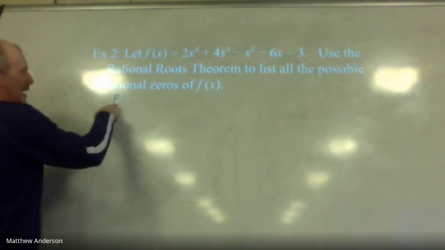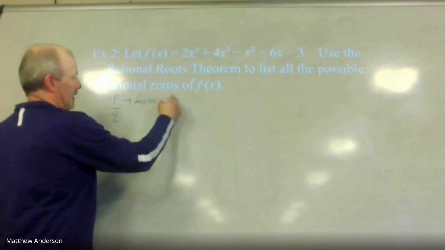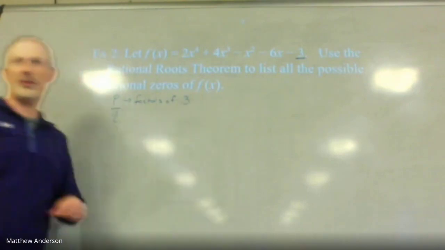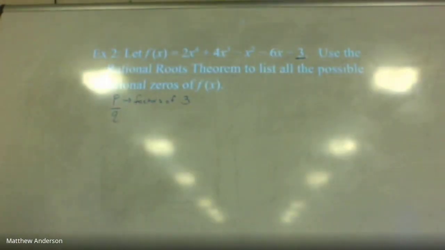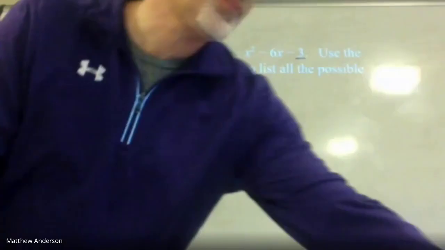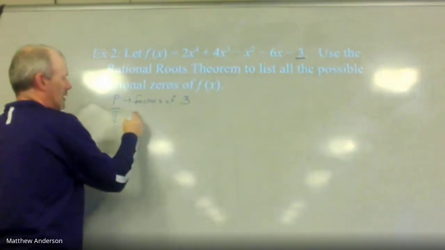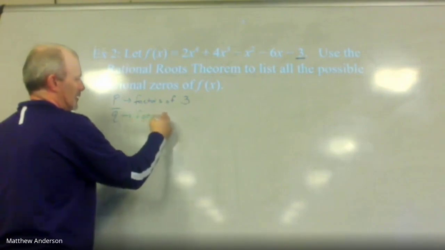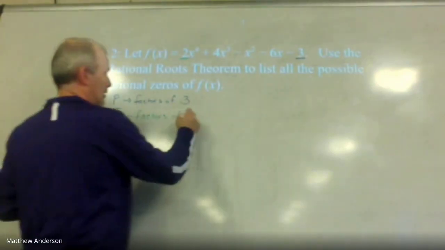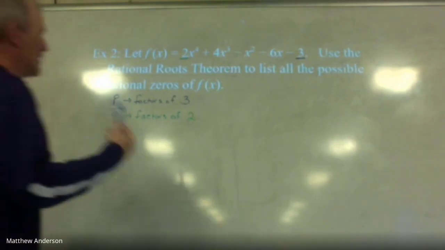And these numbers on the top, which we call p, have to be factors of the constant term, which is right over here, the 3. And we don't worry about the negative because we're going to put in a plus or minus anyway. So we don't worry about the fact that it's a negative 3. We just say factors of 3. Okay. On the bottom, the q, and we'll talk about those factors in a second, but the q comes from factors of the leading coefficient, which is that 2. Okay, so these are the two numbers that we have to focus on.